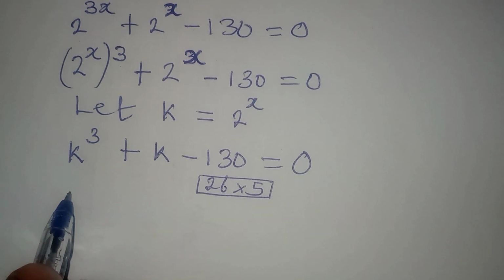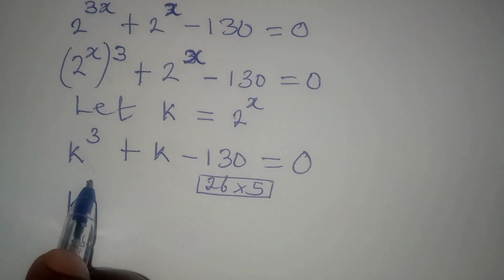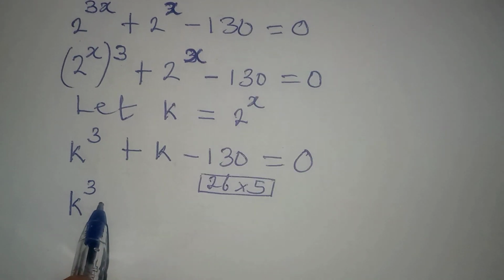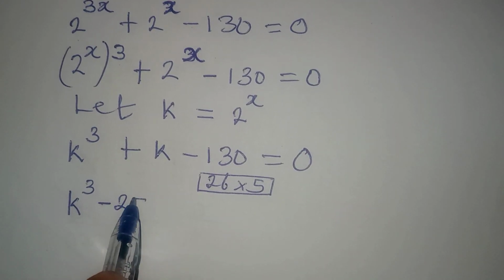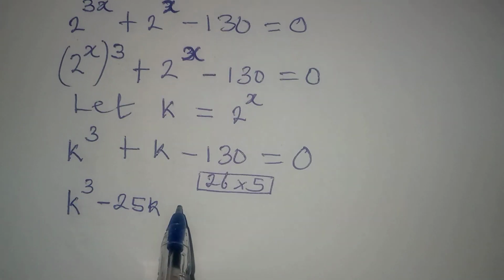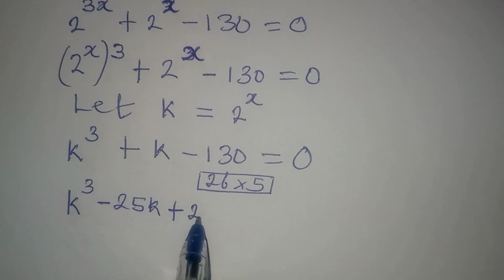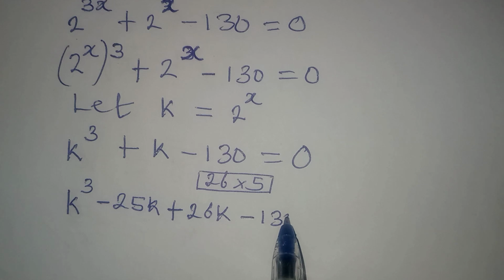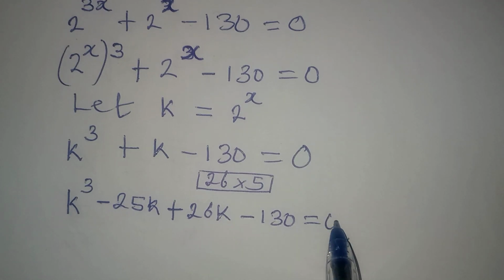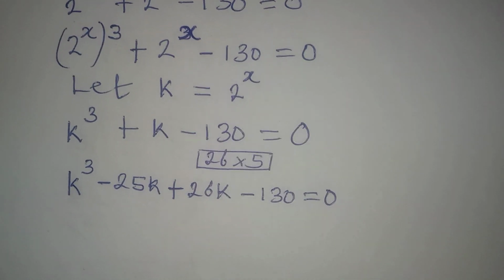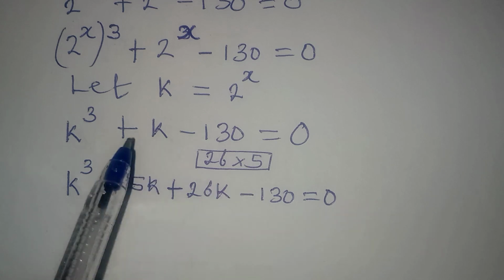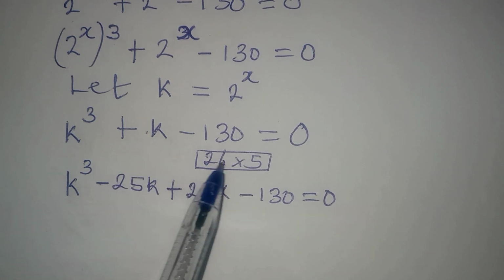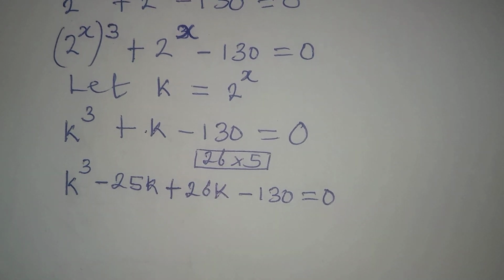Now that means I can rearrange it this way, k to the power of 3. Now I want to write minus 25k, okay, then plus 26k, then I have minus 130. This will give me 0. Now I can't use 26 and 5 because it will not give me 1 if I put the two of them together. Now we'll group it into 2 and factorize.